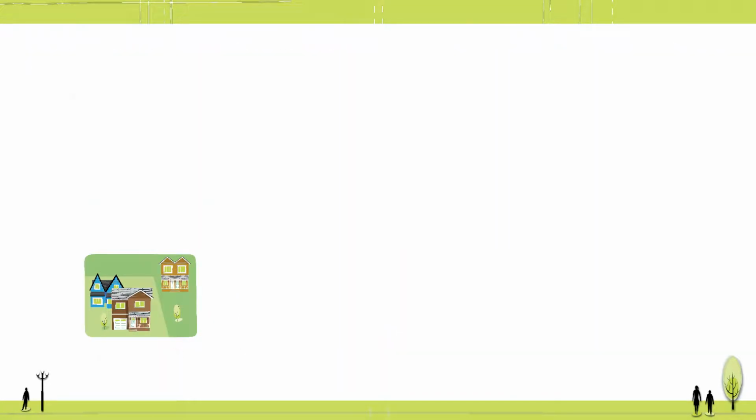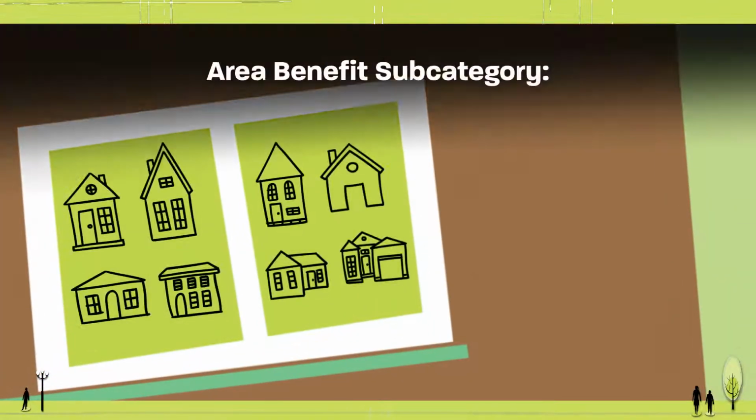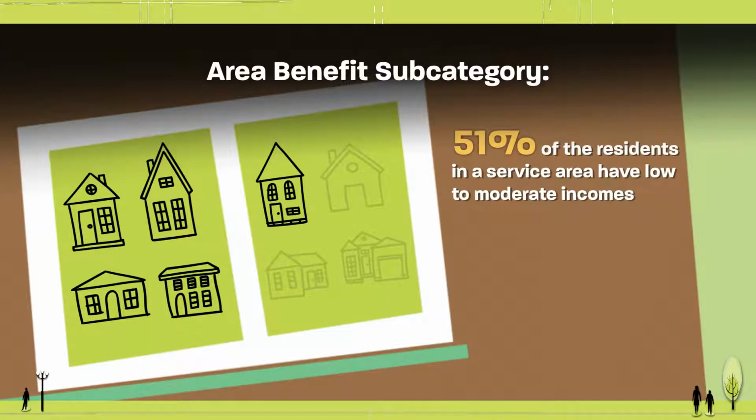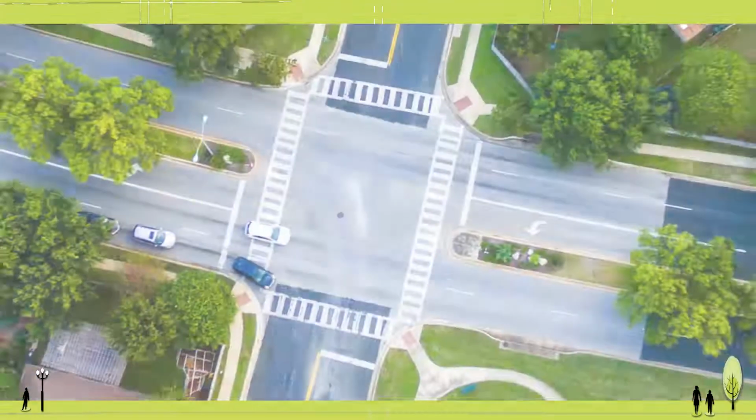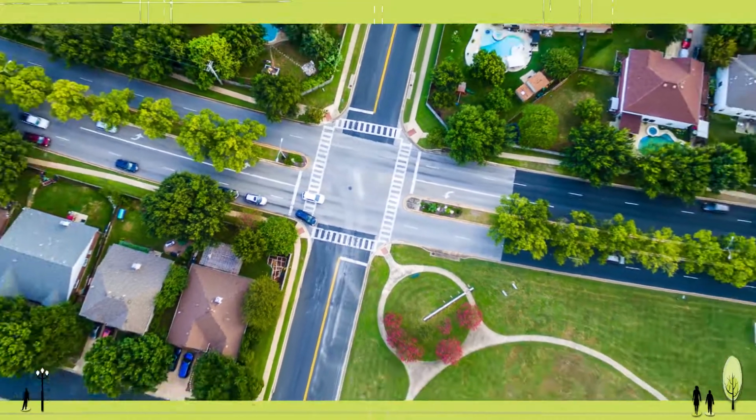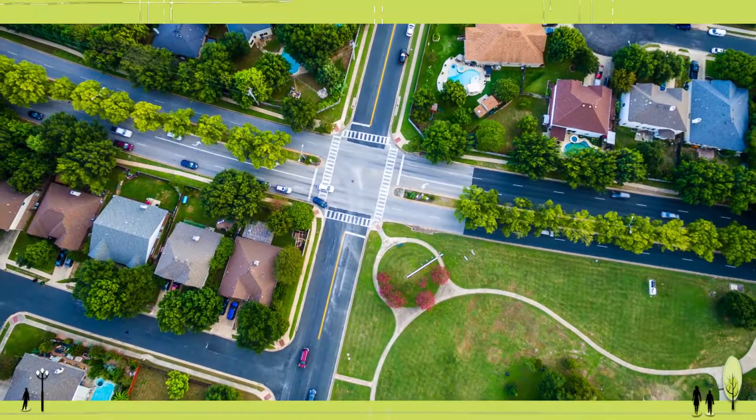The area benefit subcategory requires that at least 51% of the residents in a service area have low to moderate incomes, and that the services are targeted to individuals living in the qualifying area. Some examples of CDBG-funded activities that are eligible under area benefit include crime prevention activities and community health services.